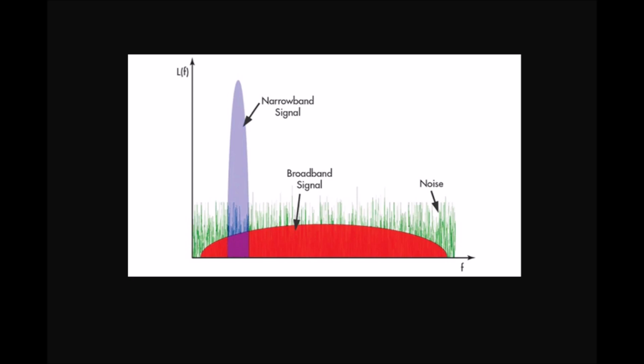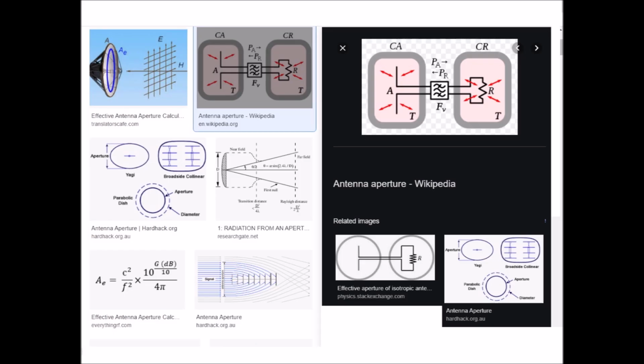In general, a field across an aperture excites radiation in space. If an aperture is small, it must be resonant to excite large amount of power. But if an aperture is large, it need not be resonant.